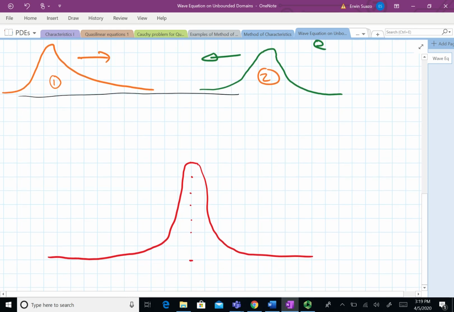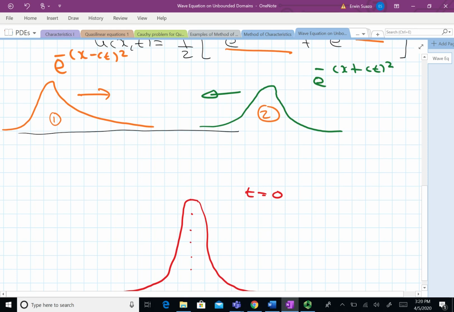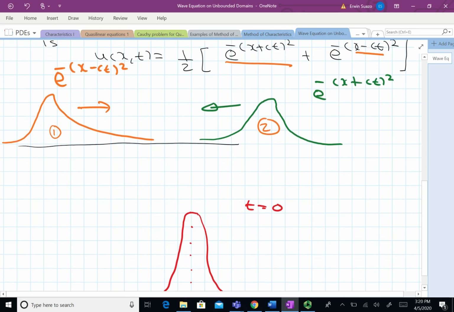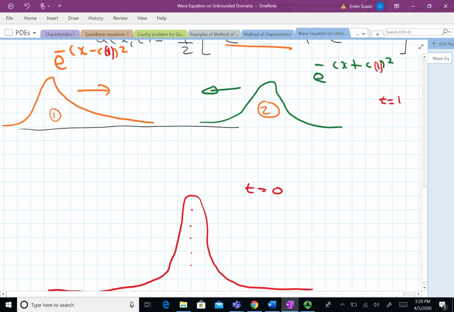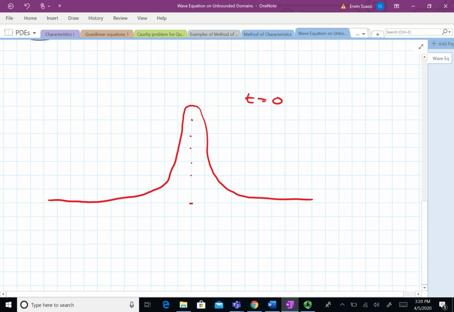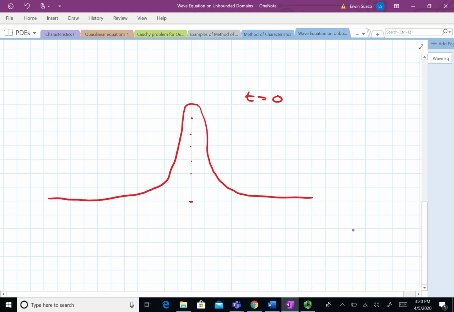Okay, so this is t equals 0. So you could, for example, say, pretend that we say t equals 1. So this will be 1, and this will be 1. At t equals 0, the has, and at t equals, let's say, t equals 2. What happens at t equals 2?